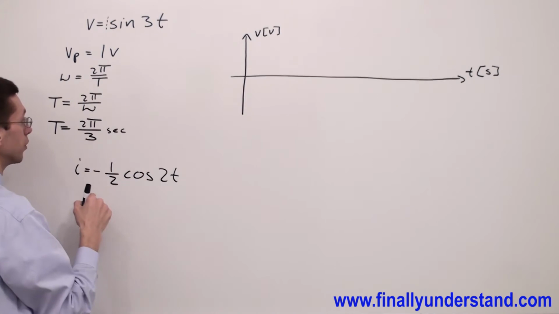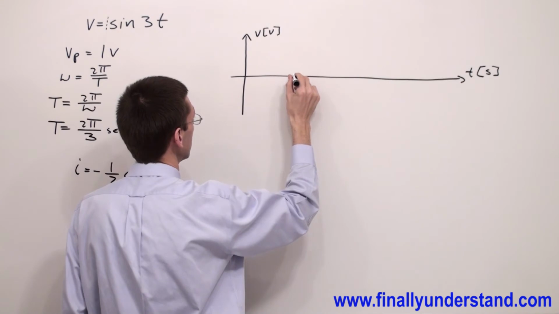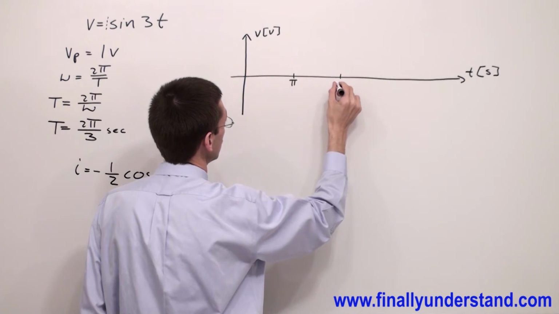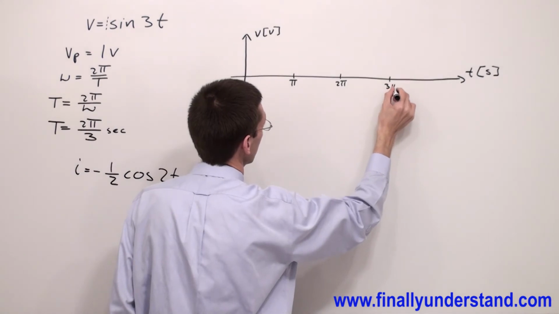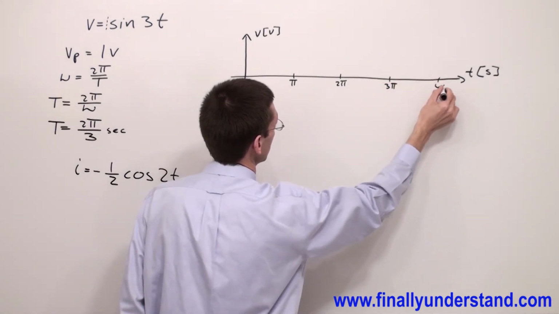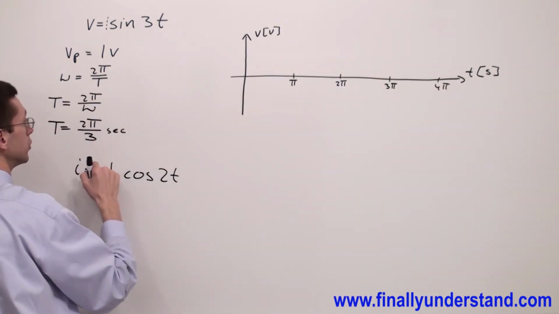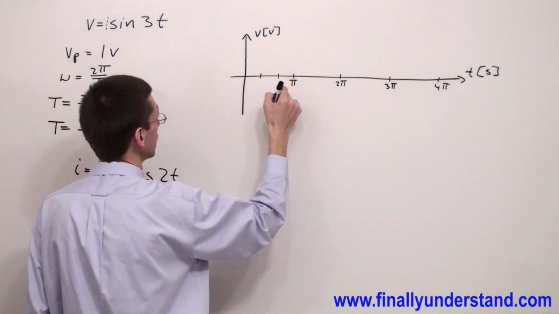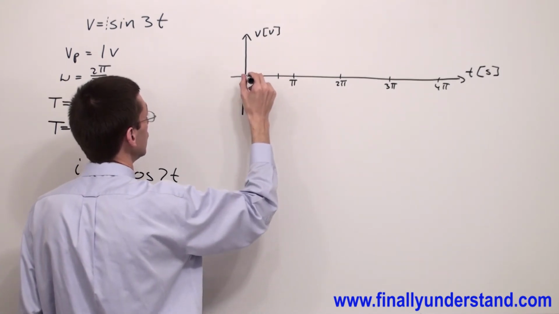My period is 2 pi over 3. I'm going to mark my pi. This is my 2 pi. This is my 3 pi, and this is my 4 pi. Period is 2 pi over 3, which means I have to find 2/3 of the pi. This is 2/3 of pi. So my wave is going to look like this.